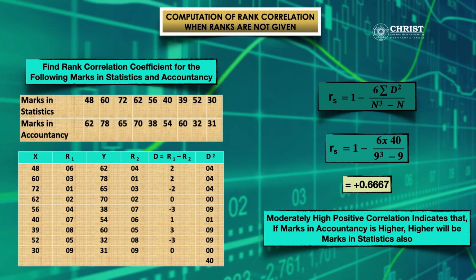In the previous problem, it was negative correlation. Here it is positive correlation. So we interpret it as moderately high correlation, which indicates that ranks are in the same order. That means if marks in accountancy are high, marks in statistics are also high. That is the interpretation. This is what I wanted to explain in this module.